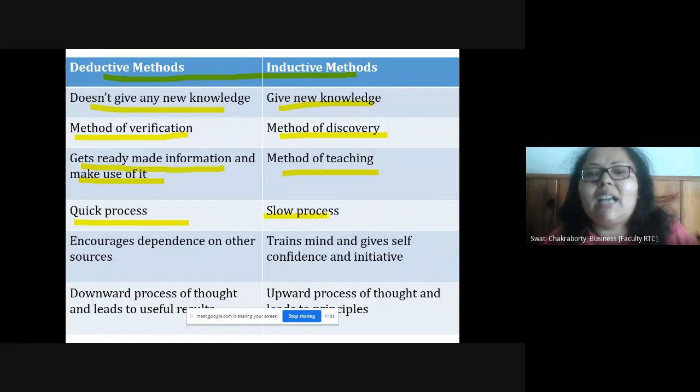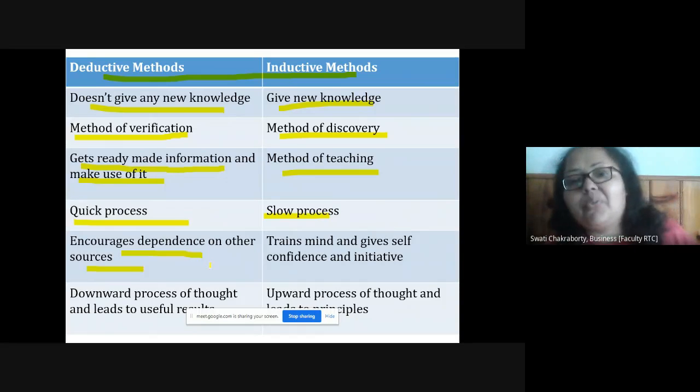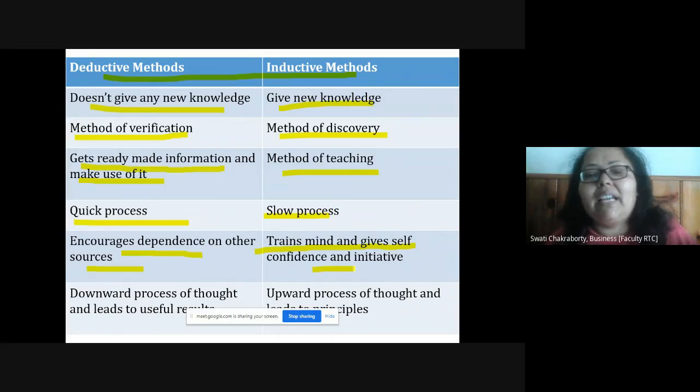But the inductive method is slow because you have to analyze to come up with something new, right? Because the theory is already there in the deductive method, it encourages dependence on other sources. It's already there, you're depending on something and proving it. Whereas the inductive method gives us self-confidence. It helps us take some initiative. It also trains our mind to come up with something new, right?